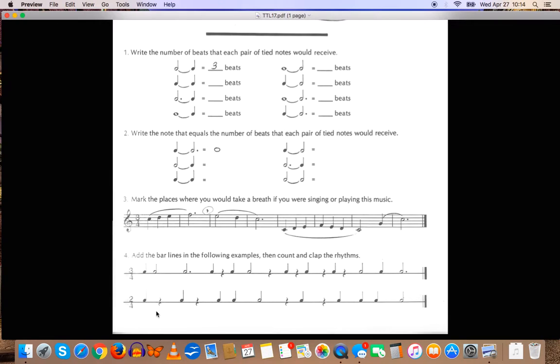Here's 2/4, so it'll be the same thing except you're drawing a bar line every 2 beats. So you have a quarter note and a quarter rest, that's 2 beats, bar line. Same thing, quarter note, quarter rest, bar line. 2 quarters, it's 2 beats, bar line. So on and so forth.